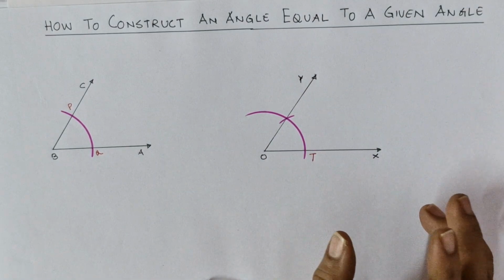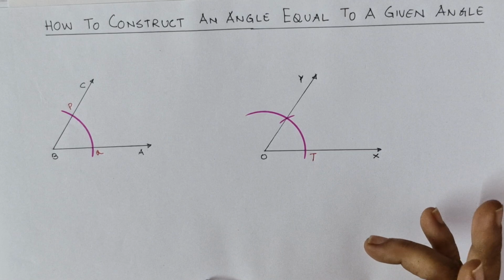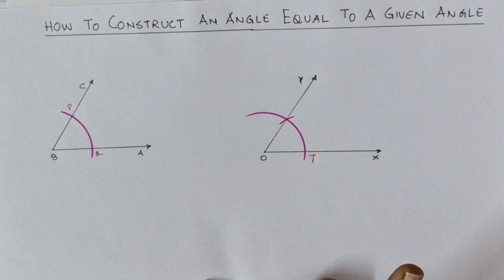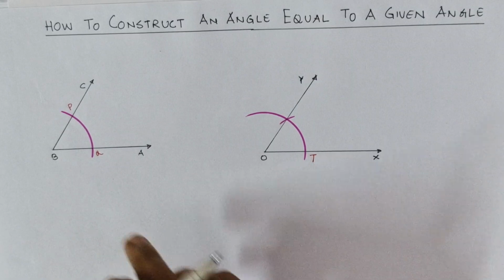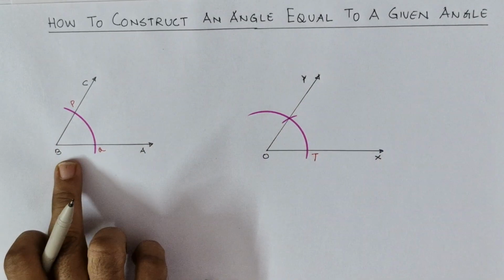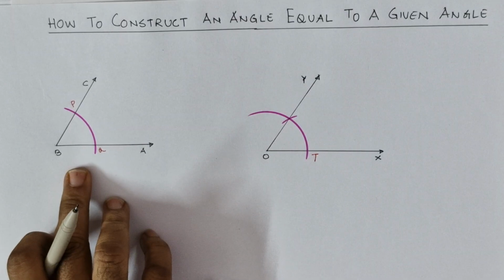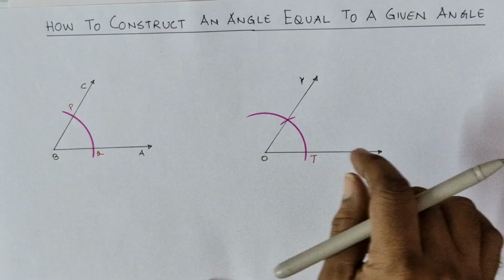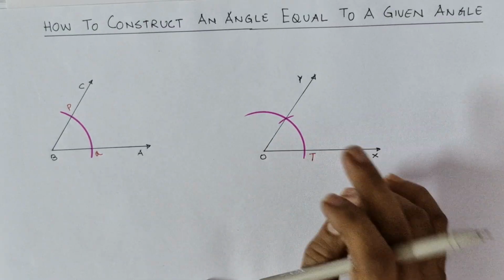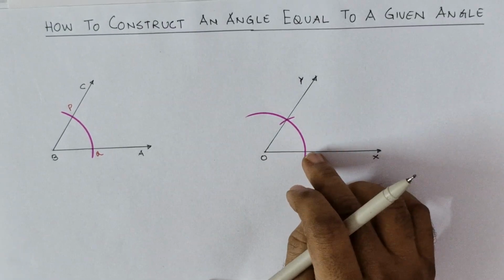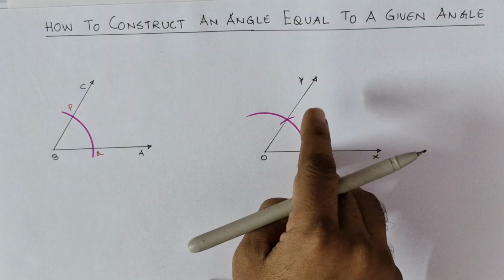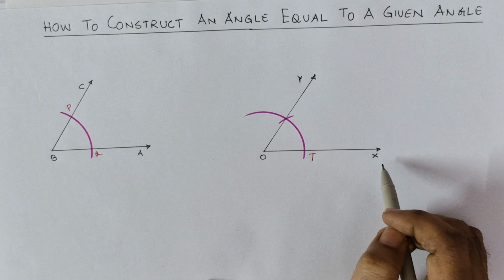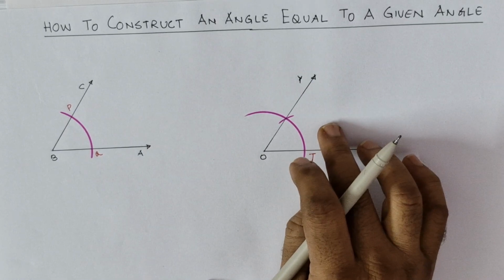So this is a very simple step to construct an angle equal to a given angle, right? Now what we have done, we have taken a radius with a compass, a random radius. We have drawn two arcs in the old angle, the given angle, and in the new arm, right? Now measure the distance. Now take that particular radius, point in the new intersection point, and draw another arc here. Join this one. Got it? So this one will be your new angle which is equal to the given angle.